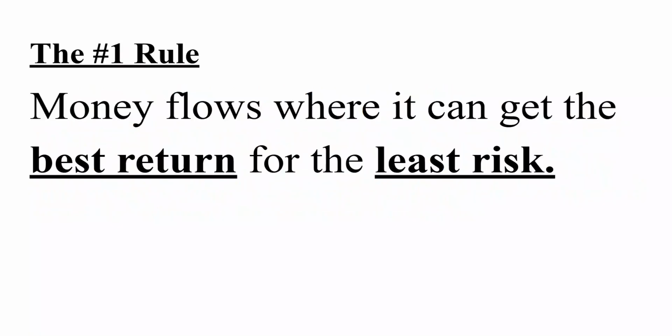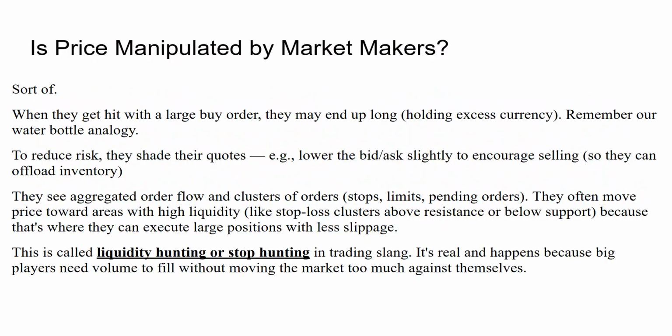Now, the number one rule of looking at the market is this: the money is going to flow where it can get the best return for the least amount of risk. And I'm going to show you how it does that in a few seconds here. Now, people often wonder, is the price manipulated by market makers or the banks? Kind of. So here's the deal. Remember our analogy about people buying water bottles. When the market maker gets hit with a huge order, what they need to do is reduce their risk. So they can shade their quotes, they can lower the bid and ask, they can do all sorts of things to make sure they can accommodate that large order.